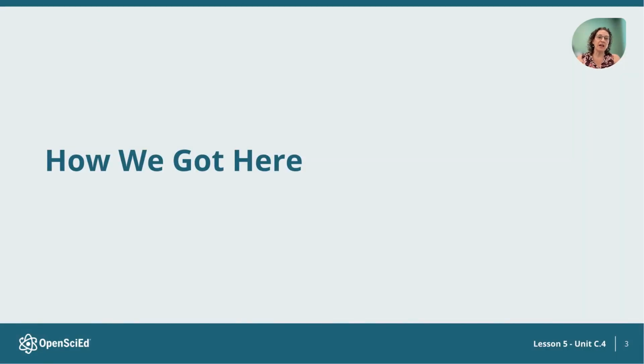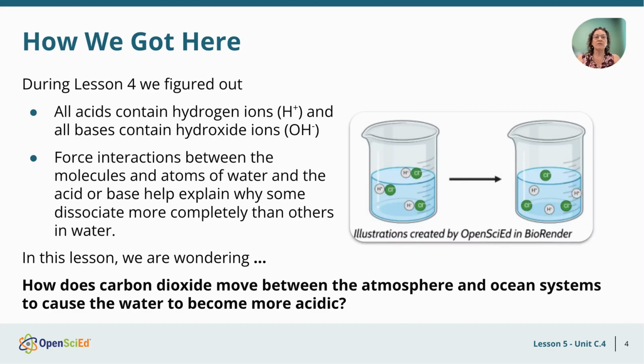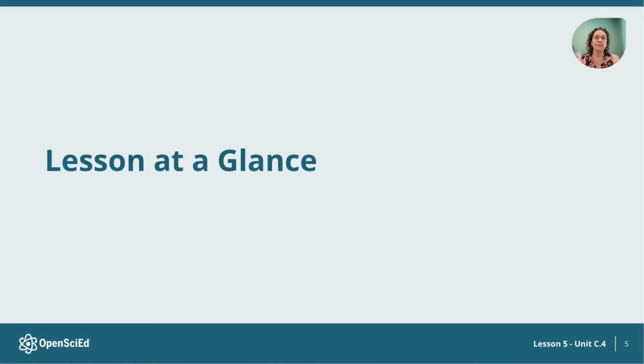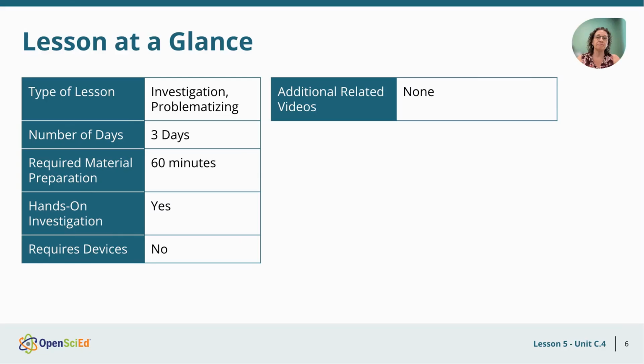Let's take a look at how we got here. During Lesson 4, we figured out that all acids contain hydrogen ions and all bases contain hydroxide ions. Forces of interaction between the molecules or atoms of water and the acid or base help explain why some dissociate more completely than others do in water. In this lesson, we're wondering, how does carbon dioxide move between the atmosphere and the ocean to cause the water to become more acidic? Here's the lesson at a glance.